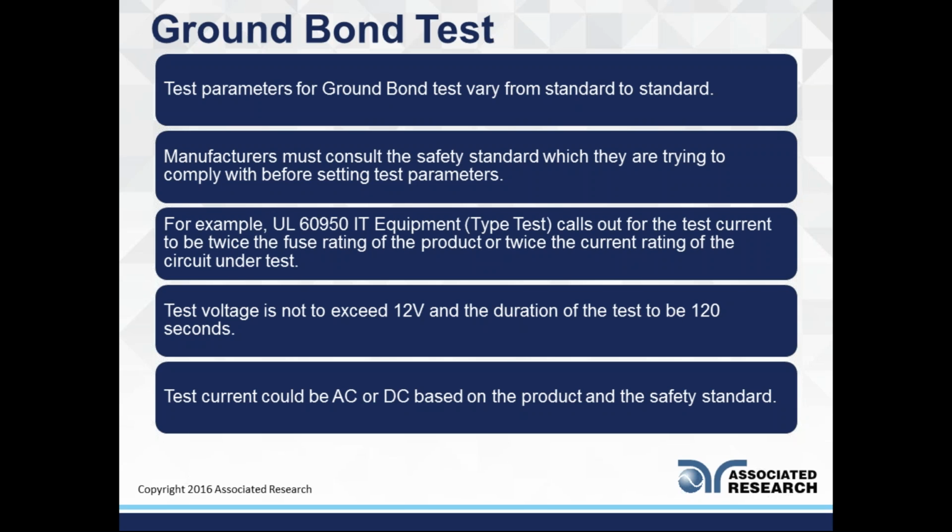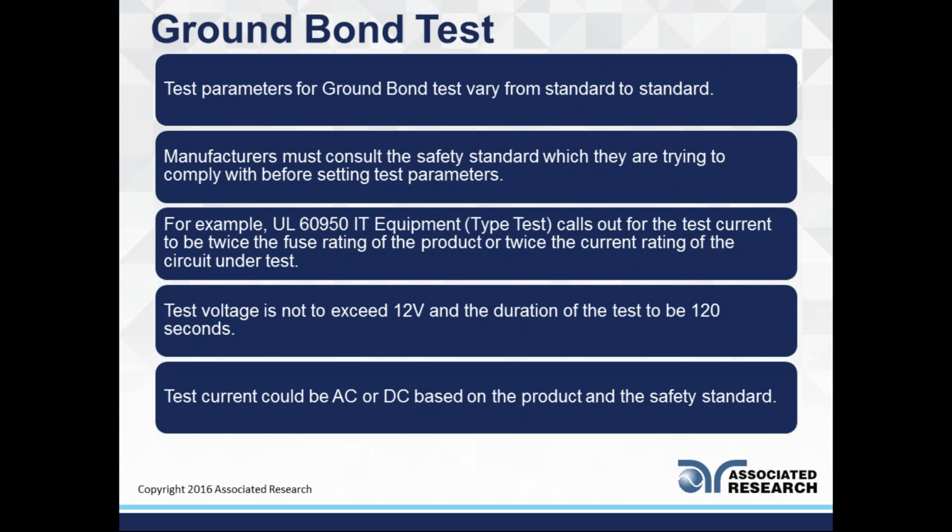Perfect example is UL 60950 in IT equipment calls out for the test current to be twice the fuse rating on the product or twice the current rating of the circuit under test. So, you know, fuses can go up from 10 to 20 amps, so your testing could be at 20 to 40. Also, some standards call out for the test voltage of a ground bond test to not exceed 3 volts and the duration of the test to be 120 seconds.